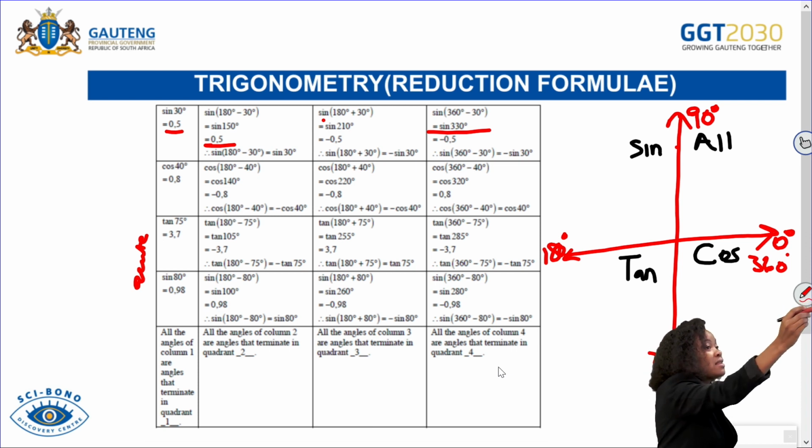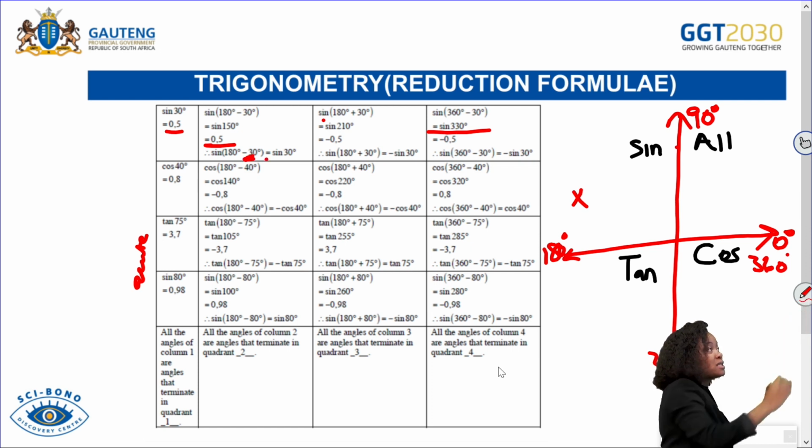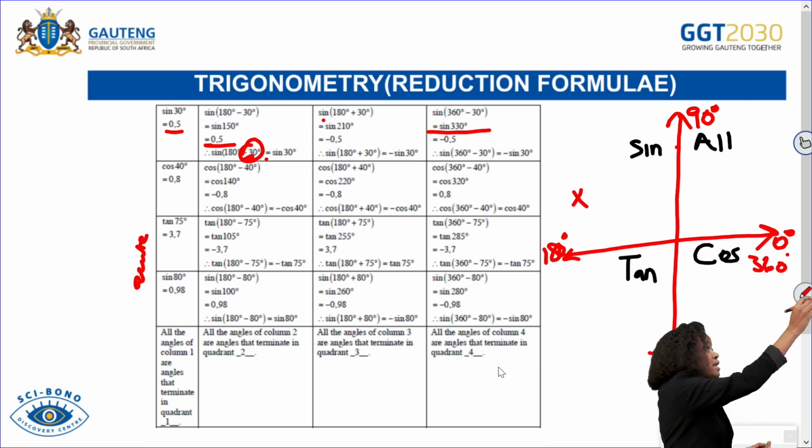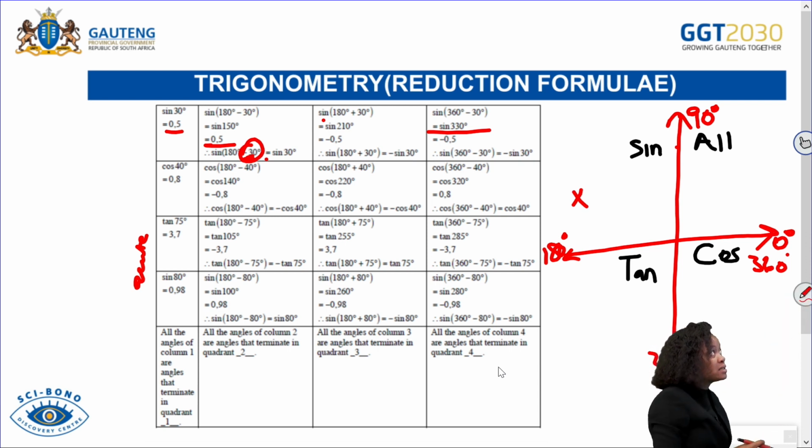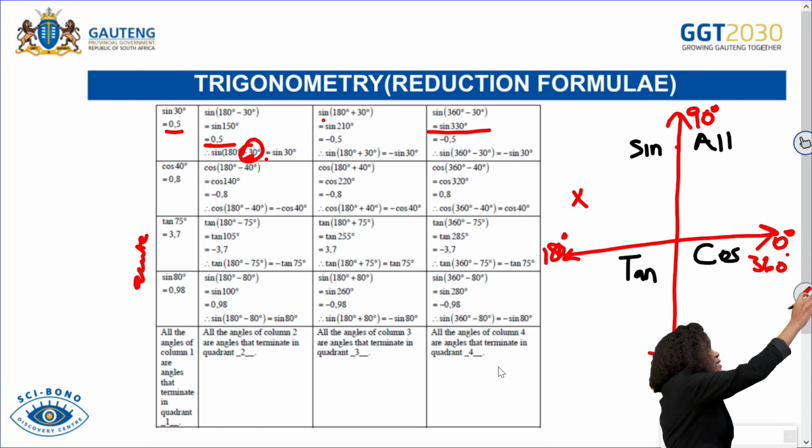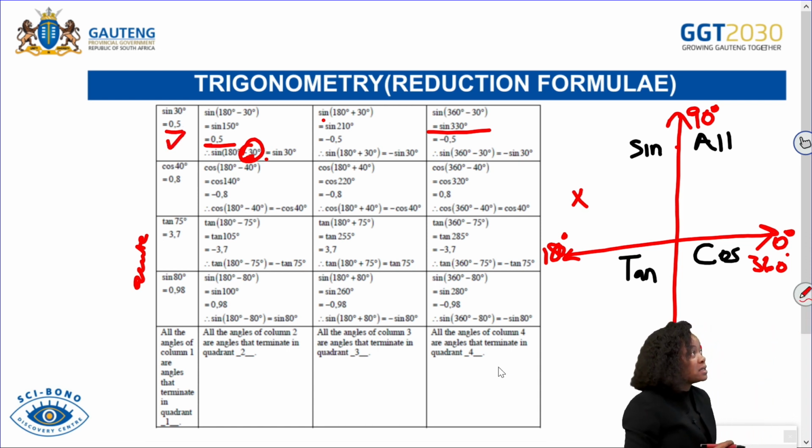So it means if you've got sine of 180 minus 30 degrees, which is in the second quadrant, you can just write it as sine of 30 degrees. You just take that acute angle as it is, because sine of 180 degrees minus 30, it's still the same as the sine of 30 degrees.